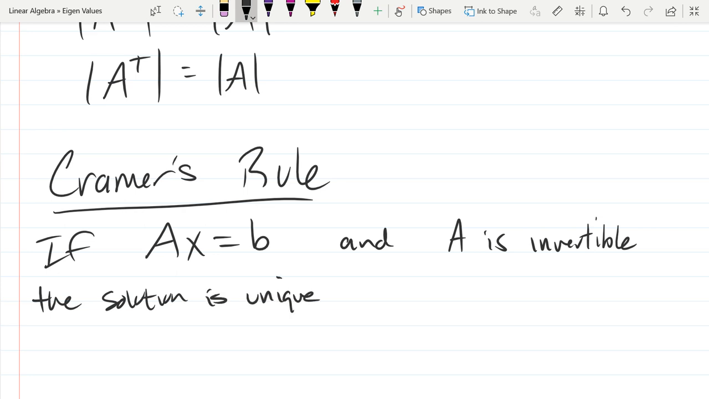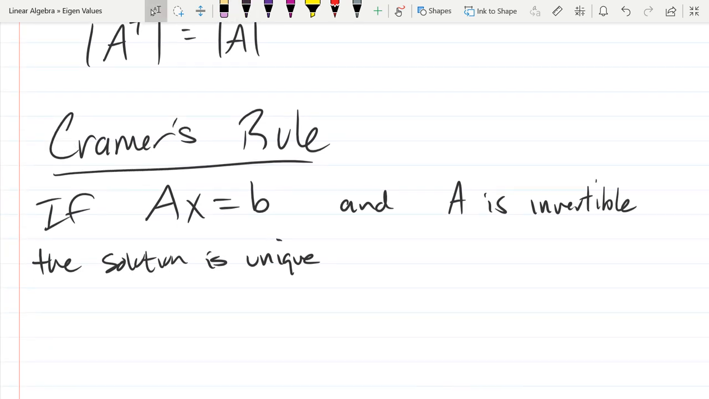So there was some really big theorem of, I think, 14 properties that were all equivalent about matrices. And one of them was, if you have an invertible matrix, this equation has one solution. That was one of those like 14 equivalent properties. But Cramer's rule gives us a way to find it relatively easily.